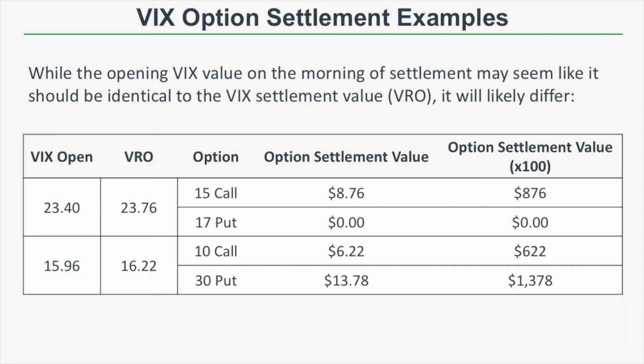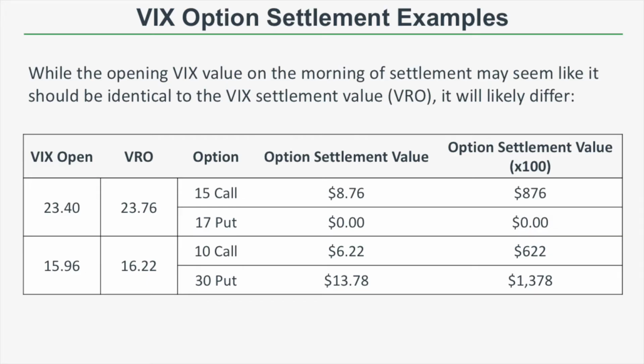So let's go through some VIX option settlement examples just to show you what you might see if you have an option position that you hold through VIX settlement. You might think that the opening VIX value on the morning of settlement should be close to what your options will settle to, but in reality it's different because VRO is just a VIX style calculation. It's not the actual VIX calculation. So it will differ. Now let's go through the examples in the table below.